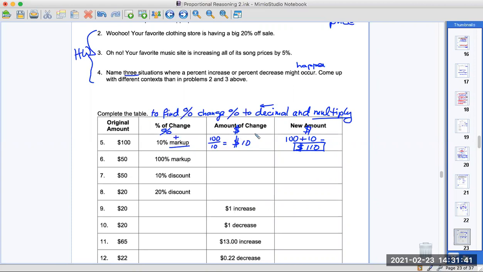Look it over for a second. All right, $50 is what we start with. It's 100% markup. So that means you're going to have all of $50. 100% is the same amount. So now the increase, a markup, you have to add it. So the old price plus the new markup gives you the total amount you pay. So that's $100 now. That's a big markup or increase.